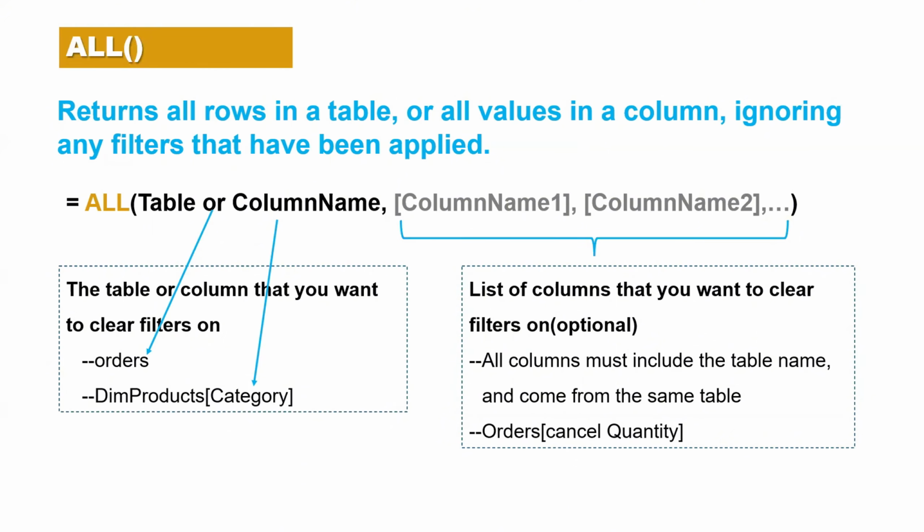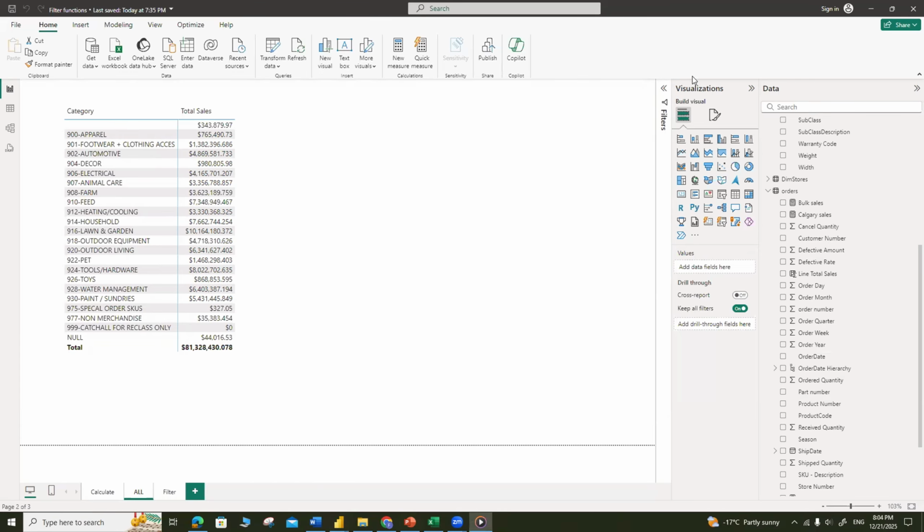include the table name, and come from the same table. Now let's head over to Power BI and see this in action. Here in my report view, I want to practice creating 2 new measures using the ALL function. But again, we're not going to use ALL on its own, we're going to use it inside a CALCULATE function.